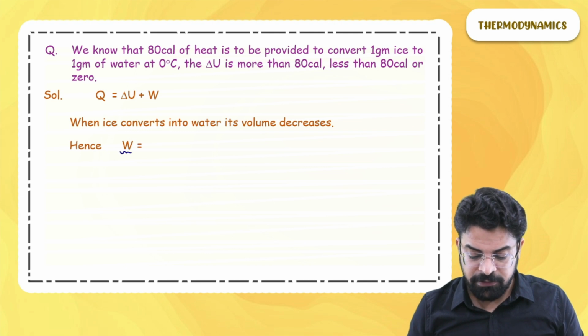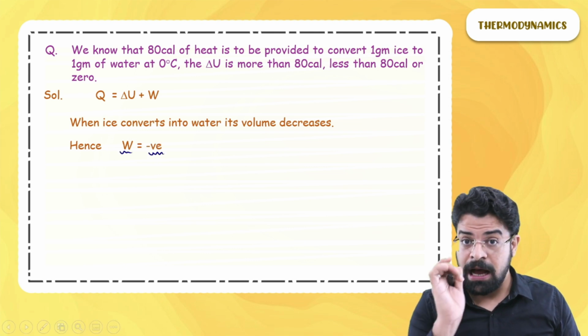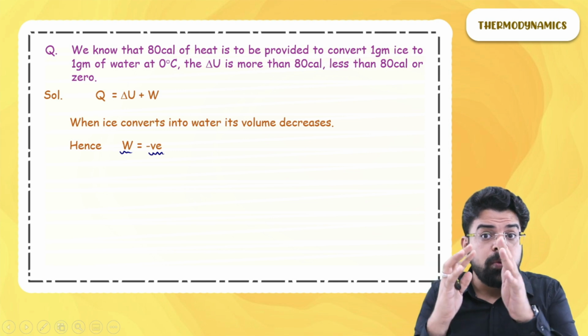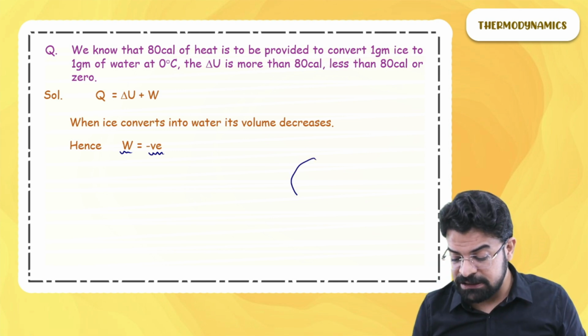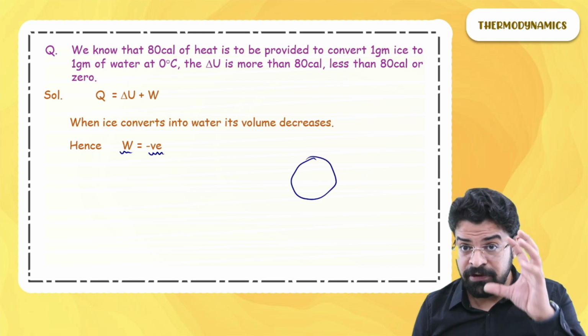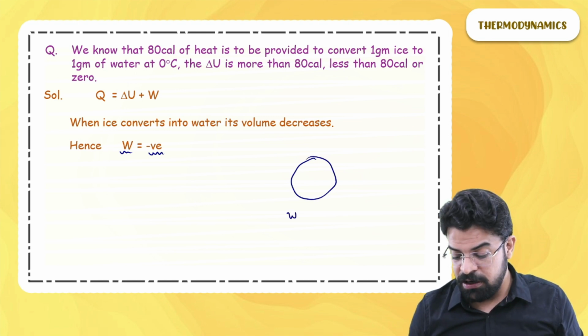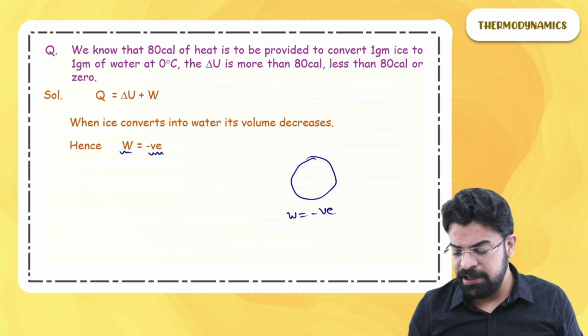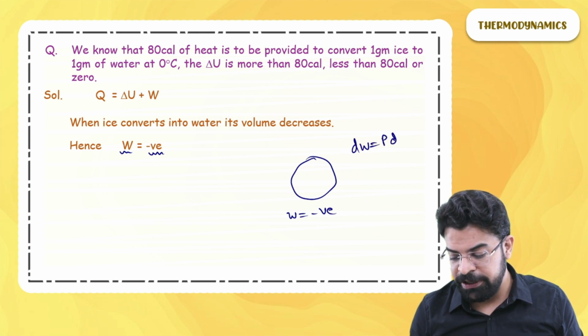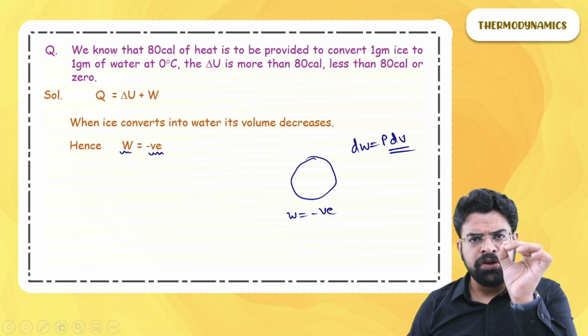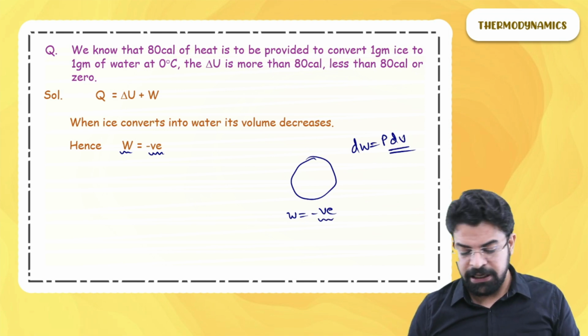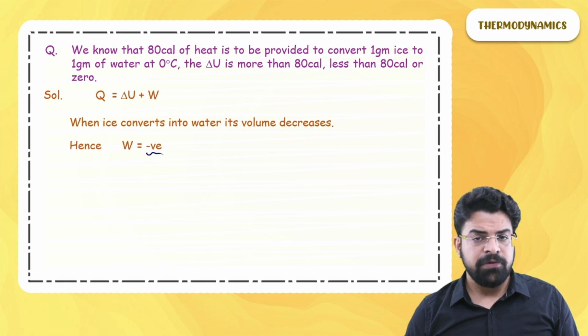Hence, we can say work done by the ice is negative. Work done by the surrounding is positive. When a system compresses, work done by the system is negative. Think using dW equals PdV. If the volume decreases, the infinitely small change in volume is negative. Hence, work done is negative.